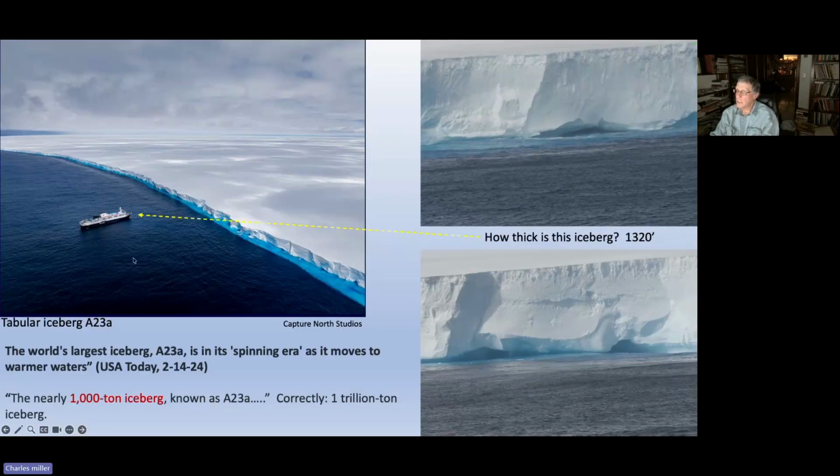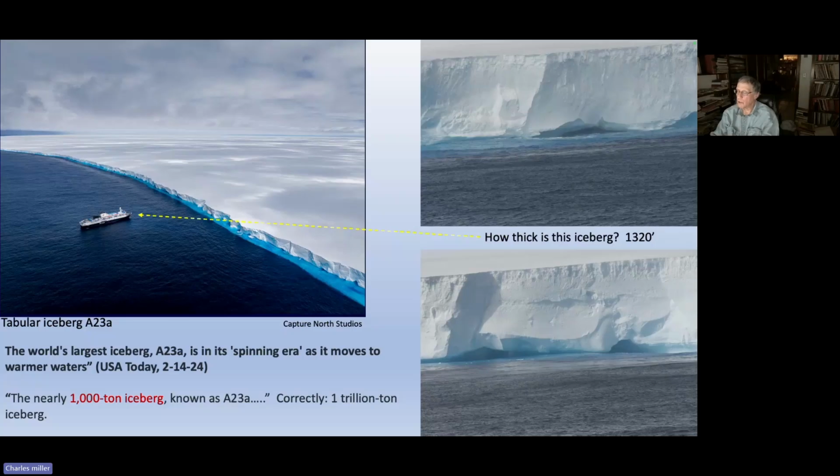Now, this is A23A, and this is a tabular iceberg, and it broke off from an ice shelf. This thing is huge, or was huge, bigger than Manhattan, and this news article said it weighed 1,000 ton, and I corrected that. It's really a 1 trillion ton iceberg. These are two images I took of it. You can see incipient sea caves forming from wave action here. There used to be a Russian station up here, and they were doing studies on it, and then they evacuated. So that's A23A. I'll explain why it's named that shortly.